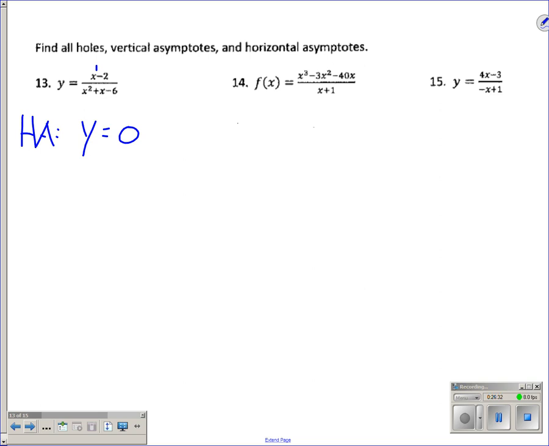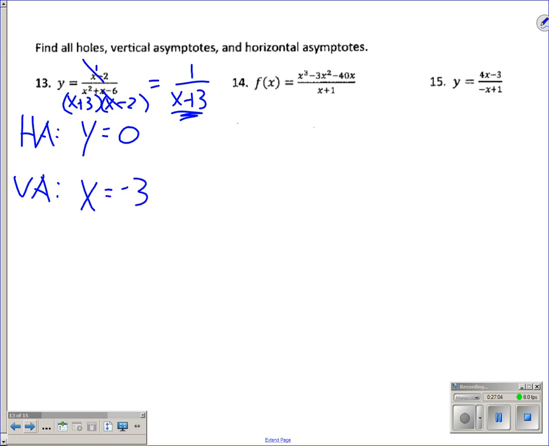All right, and then vertical asymptotes and holes are done at the same time. How that works is you want to factor everything and see what crosses out. So here the factors of -6 that add up to 1 are +3 and -2. So this reduces down. The x minus 2's cancel out, and I'm left with 1 over x plus 3. As far as vertical asymptotes go, it's what makes the denominator 0 after we've simplified it. In this case, we're looking at the factor x plus 3. So -3 makes that 0, so that is my vertical asymptote.